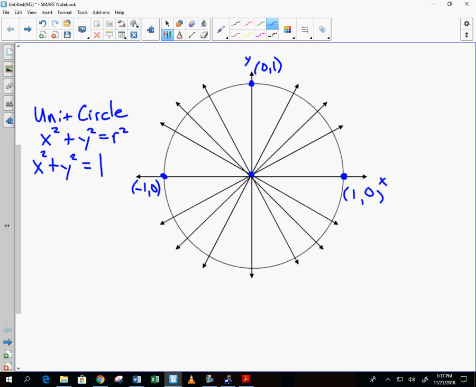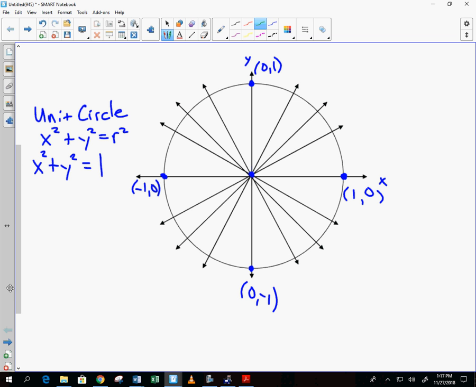Okay. How about this coordinate right here? 0, -1. Is everybody okay with those 4? Okay, good job. I'm now going to do something else.